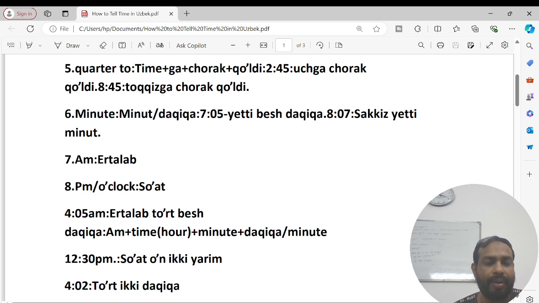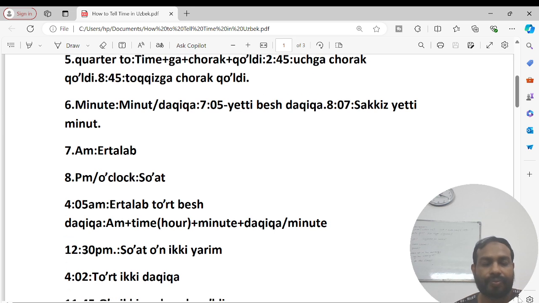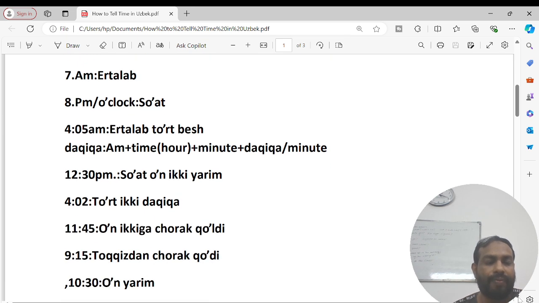Here 12:30 p.m., saat for p.m., and on ikki, 12. And 13 as well, 30 yarim. So 12:30 is saat on ikki yarim. Therefore 4:02, to'rt ikki daqiqa. 11:45, o'n bir ga chorak qoldi. 9:15, to'qqiz dan chorak o'tdi. 10:30, o'n yarim.